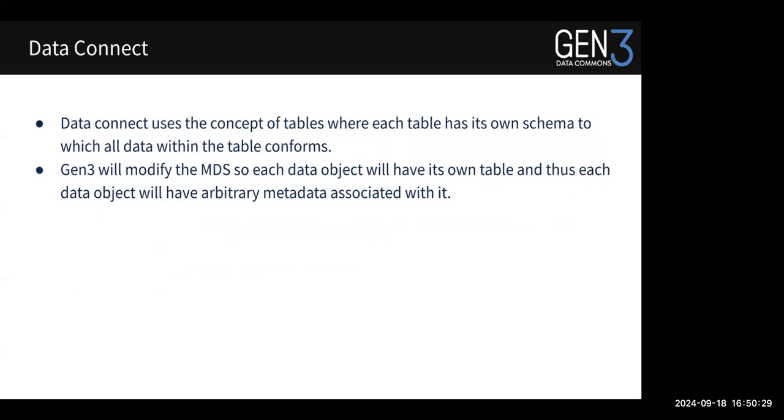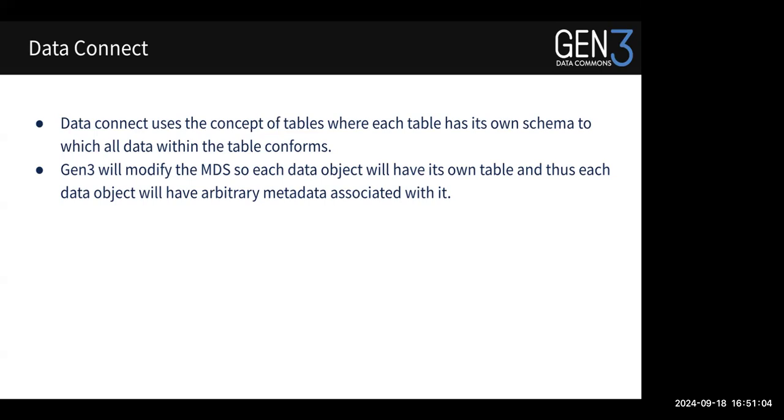Yeah. So Data Connect uses a concept of tables. If you think of the metadata service as having each identifier with metadata associated with it, each object in Data Connect would have its own table associated with it, and each table has its own schema. So that means that our metadata service and Data Connect are basically describing the same thing. The only difference is the mechanism by which it describes it.